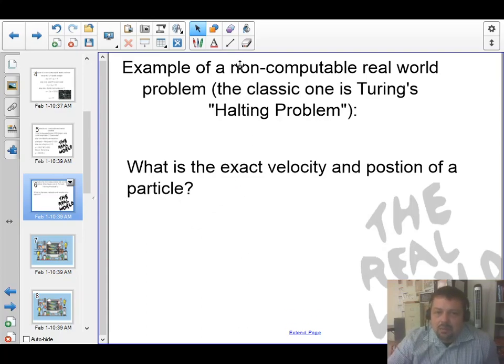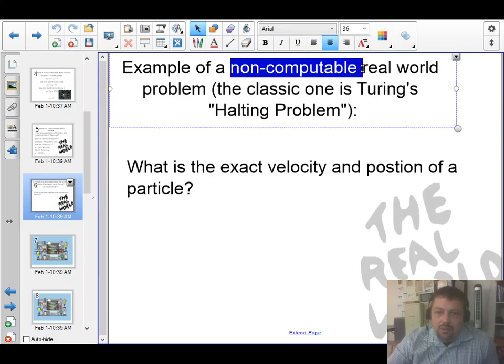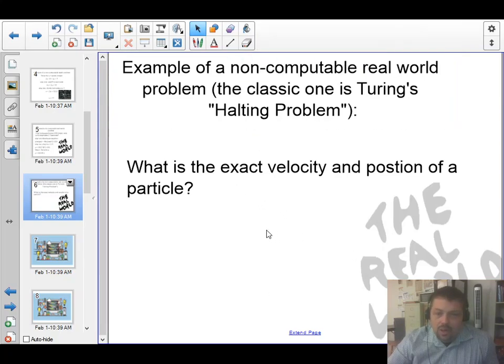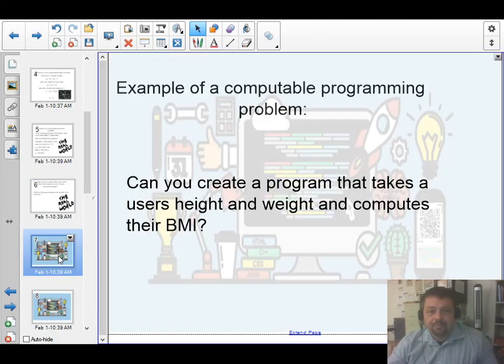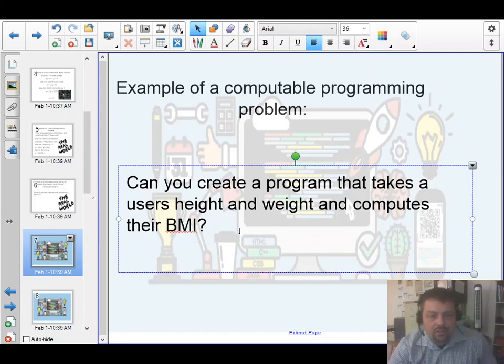So this is an example of a non-computable real-world problem. There is no algorithm, no step-by-step solution to this ever. And in fact, this is an unknowable thing in our universe. It's pretty interesting. Okay, so a computable programming problem. So can you create a program that takes a user's height and weight and computes their BMI? Well, yes, of course we can. We did this yesterday, in fact.